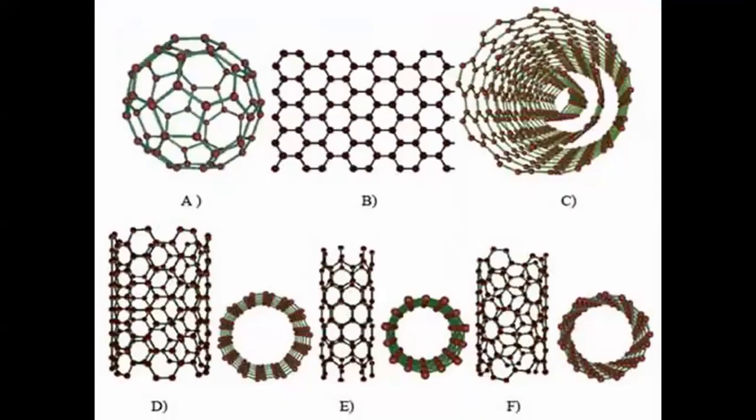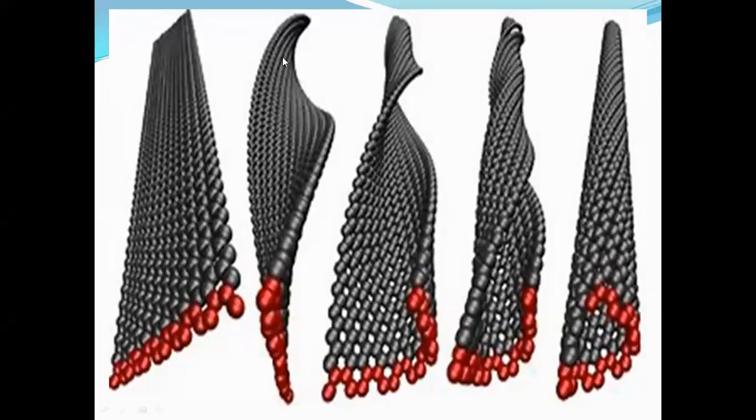Then how is the carbon nanomaterial converted into a tube? Now you take an extended graphene sheet, a carbon nanosheet.